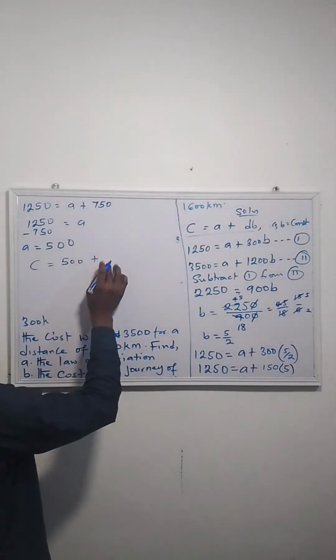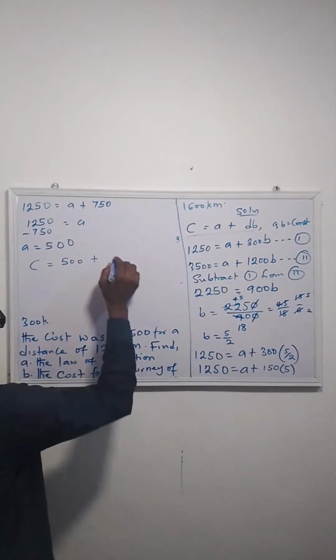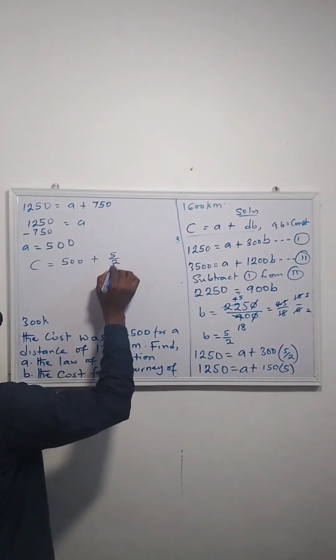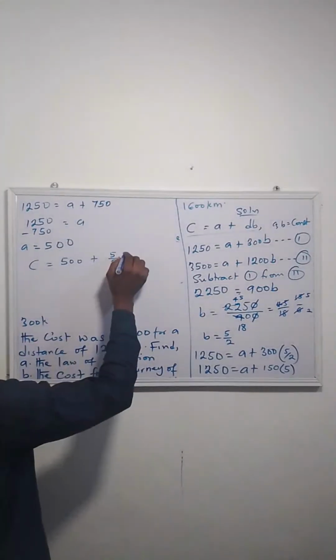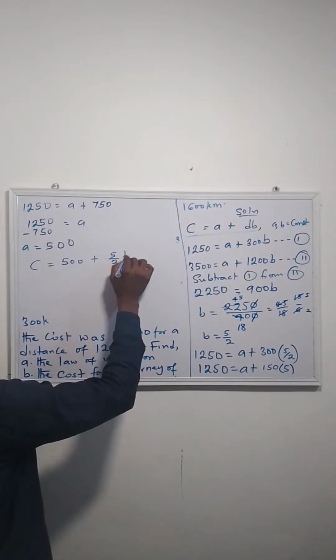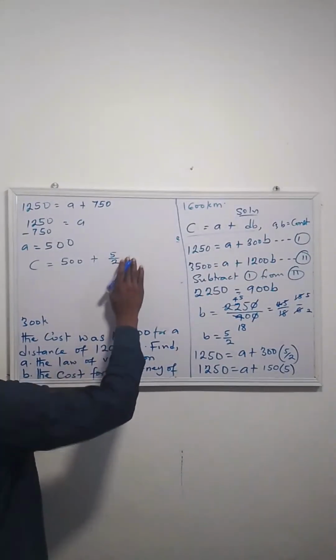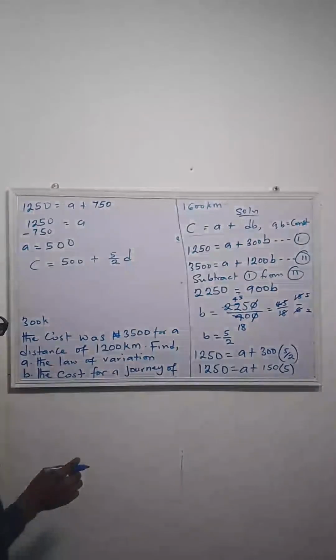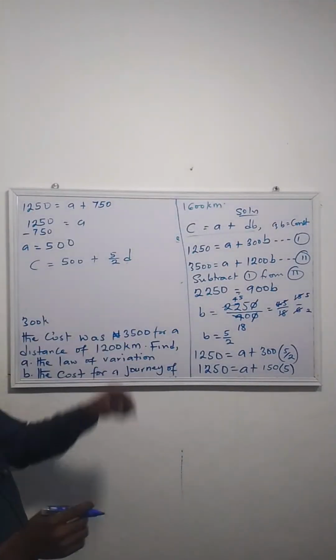plus B. What is B? That is 5 over 2, and you can always put your D here. So that's the first task. This is the law of variation.